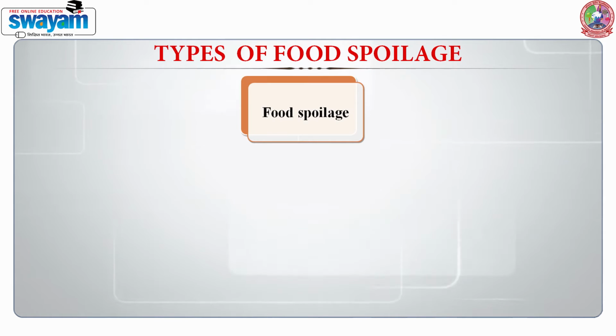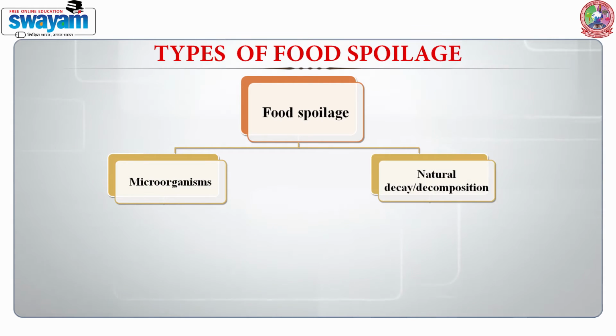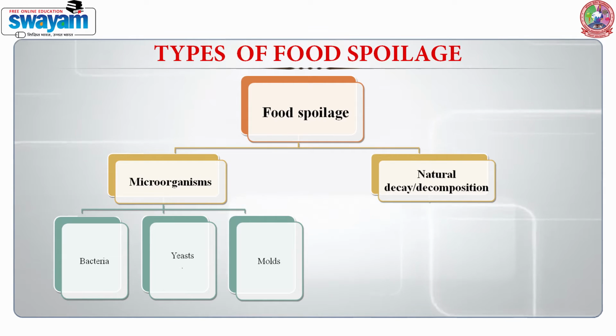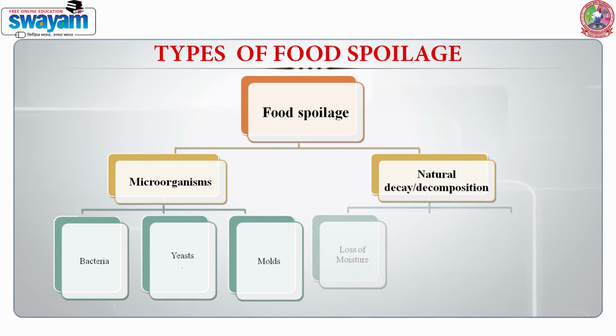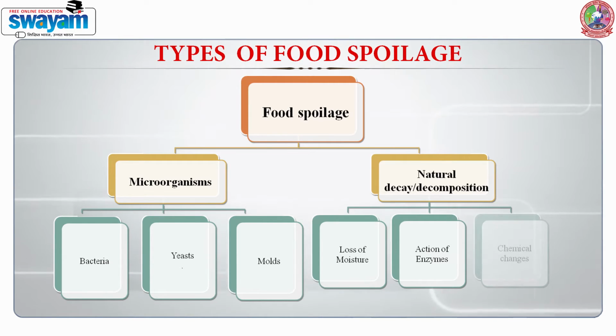Food spoilage is caused by microorganisms as well as natural decay and decomposition. Microorganisms can be of three types: bacteria, yeast and molds. Natural decay is due to loss of moisture, the action of enzymes which are inherently present in the food, and also chemical changes. The most important chemical change is auto-oxidation, that is, the action of oxygen on various components of the food.